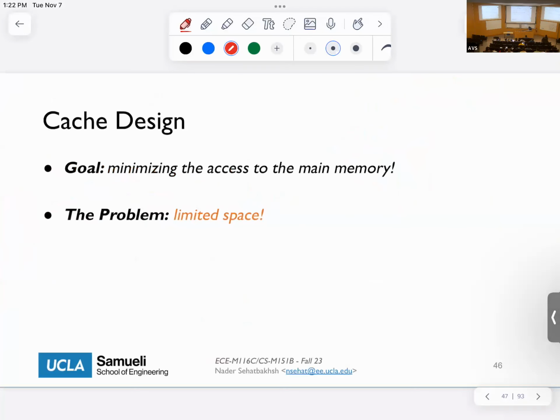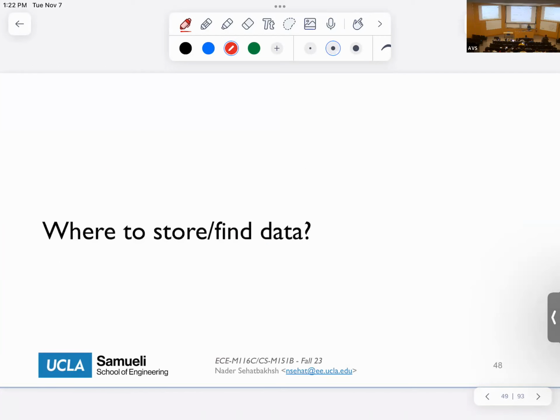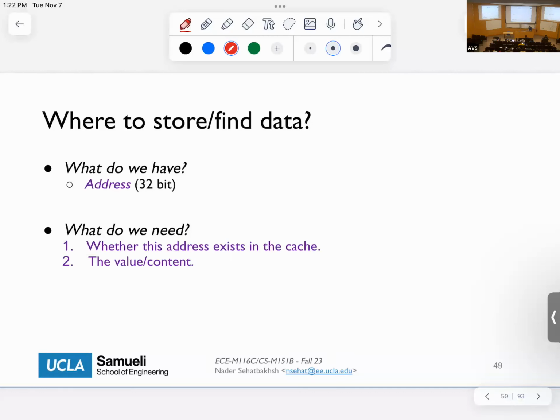So this is the formula. As I said, the idea is that we want to minimize the access time to cache. The problem is limited space. So let's first see how we store and how we structure the cache. And as I said, we're going to come back and talk about optimizations. So let's talk about the first thing that we can do. First of all, how do we actually store the data into the cache? What are the options? How do we actually implement this in real hardware?